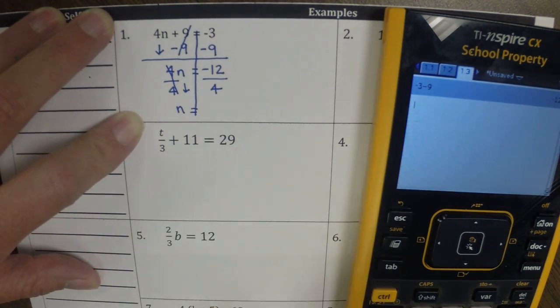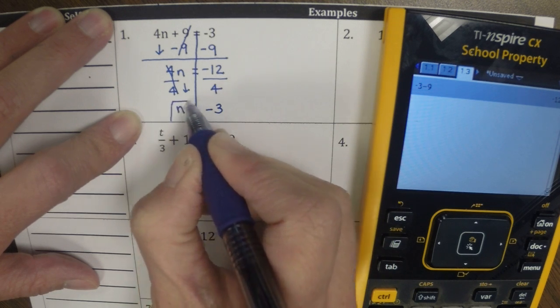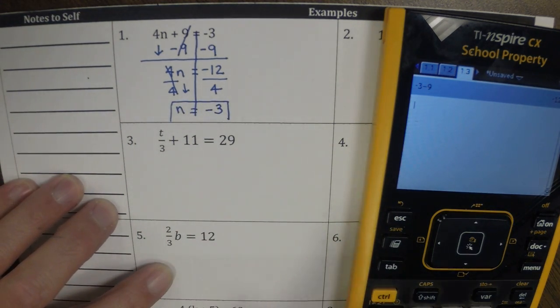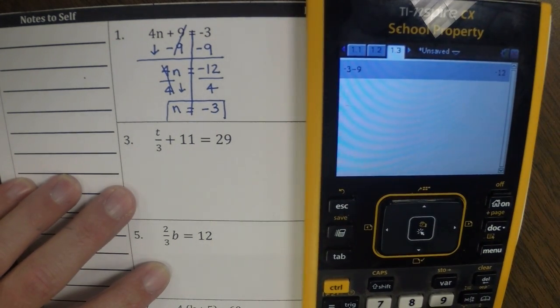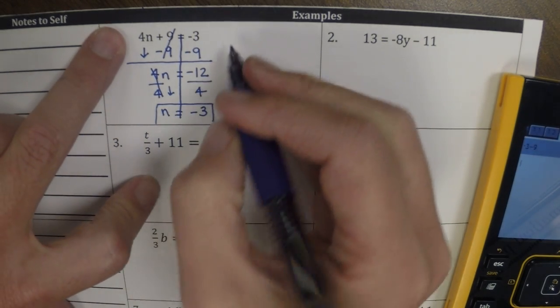And then negative 12 divided by 4 would be negative 3. So this would be my solution. Now, can I check my solution? Sure. I can check my solution multiple ways. I could use nsolve if I wanted to, or the other option is, remember, we can always plug it in.